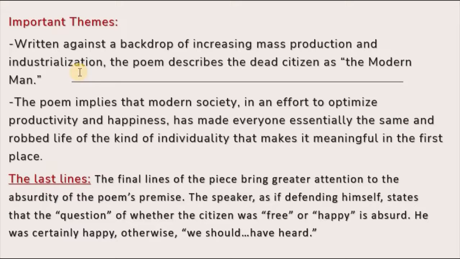The poem implies that modern society, in an effort to optimize, thinks that we can fix everything, we can give standards and follow them, and in this case we are going to reach a very unique and a very good society. So in an effort to optimize productivity and happiness, it has made everyone essentially the same. And this is one of the problems of the modern mind, that it wants to make everything the same.